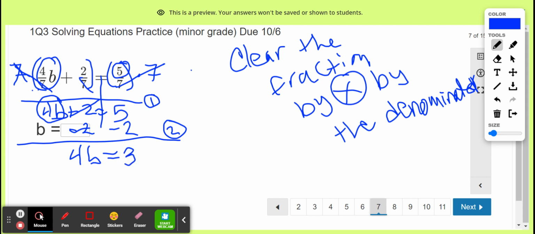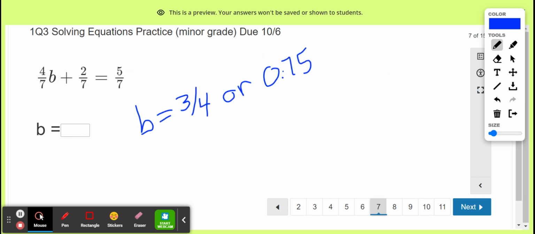So we're going to go to step 3. We need to get rid of multiplying by 4. We're going to divide both sides by 4. 4 divided by 4 is going to be 1. So now we're left with b is equal to 3/4. So for this particular one, where b equals 3/4, both answers would be marked correct.